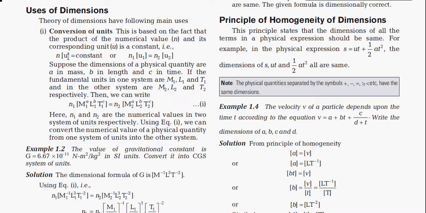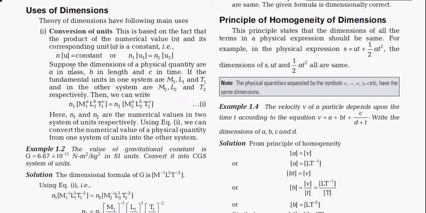I'll just give you an example. n may be any value like 3, with its SI unit as the corresponding unit. It may be kilometer, kg, and n is the specific value. According to this, n1 u1 will be equal to n2 u2.